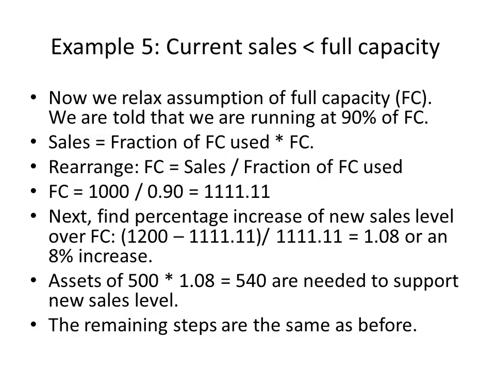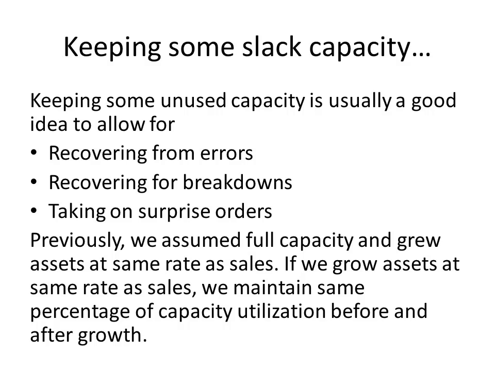So in this case, we don't really need to grow assets by 20%. We only need to grow them by 8%. What does that mean for our asset level? It should be 500 times 1.08, which brings us to 540. That's what's needed to support our new sales level. The remaining steps of these problems are the same after you figure out what this new percentage increase in assets needs to be. The previous example assumed that taking your operation up to full capacity was a desirable thing.